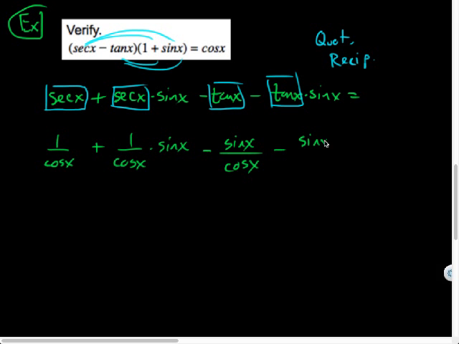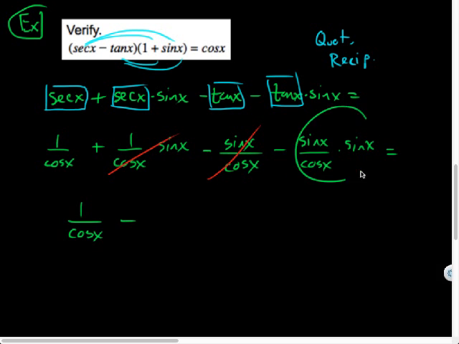Minus sine x. Okay. So I'm going to say this cancels out with that. All right, because when I multiply it, it's sine x over cos x minus sine x over cos x. Those cancel out. And I will have, what's this? 1 over cos x minus, what's this multiply to be? Sine squared x over cos x equals, same thing, same thing.